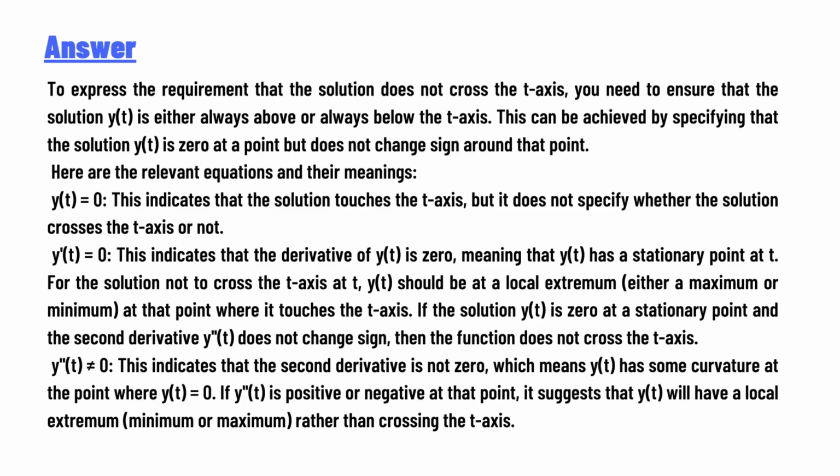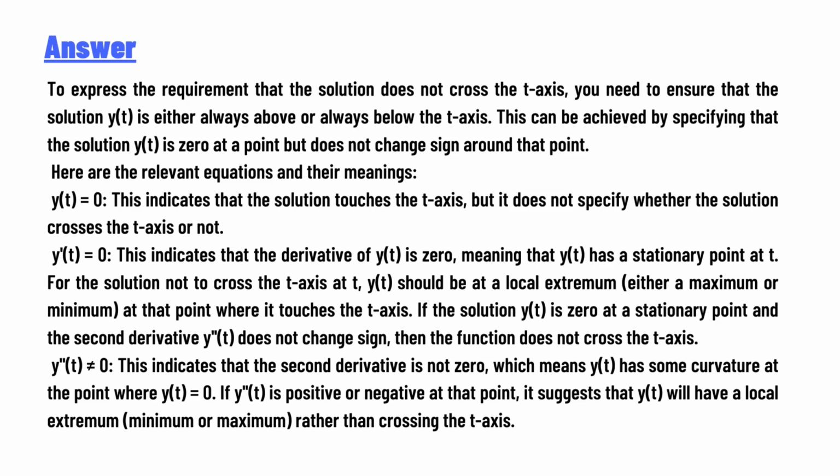The answer of the question is: to express the requirement that the solution does not cross the t-axis, you need to ensure that the solution y(t) is either always above or always below the t-axis. This can be achieved by specifying that the solution y(t) is 0 at a point but does not change sign around that point. Here are the relevant equations and their meanings. y(t) = 0.